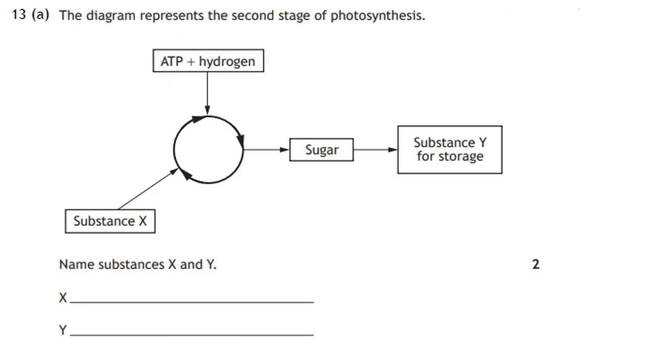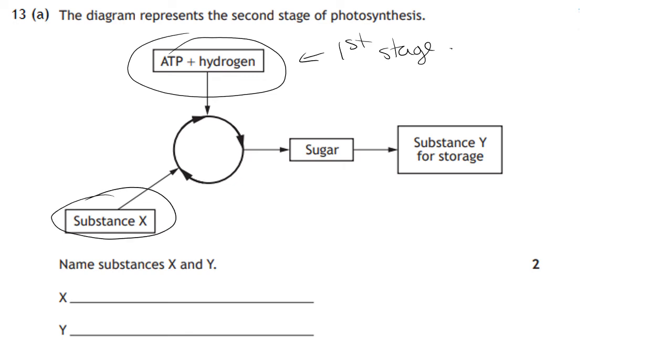Question 13. So the diagram represents the second stage of photosynthesis. And what I've got to do is to name what's X and what's Y. So look, here's the ATP and hydrogen. This is coming from the first stage. So what is coming in brand new here, substance X, what gas is coming in? Carbon dioxide. So that substance X is CO2.